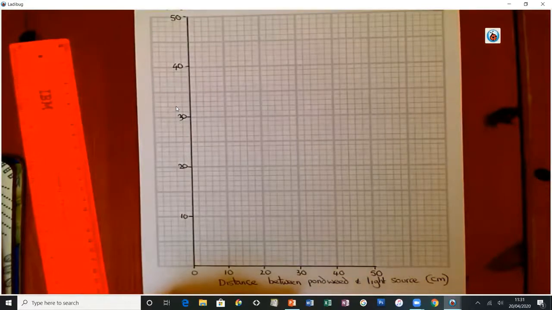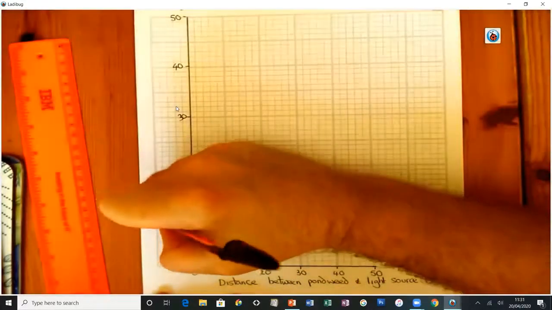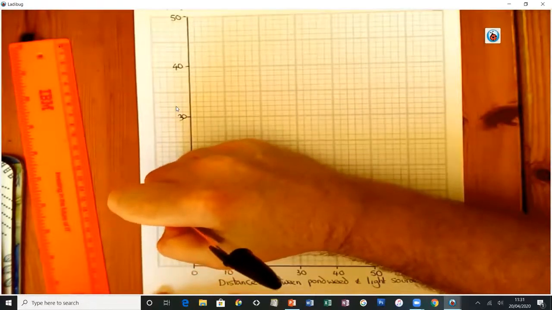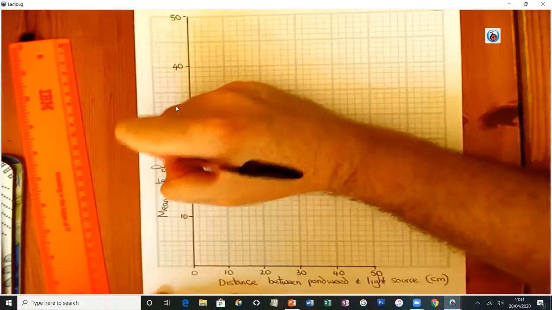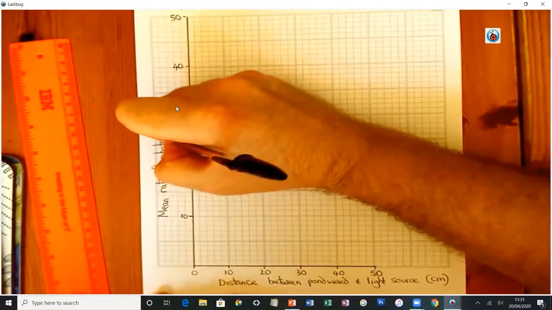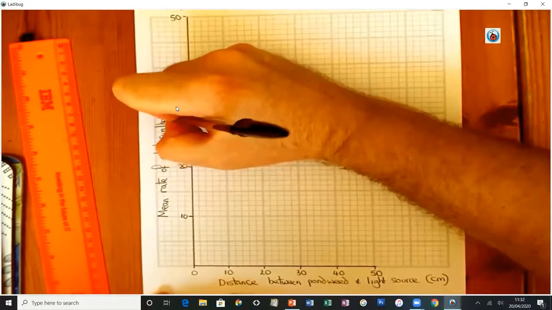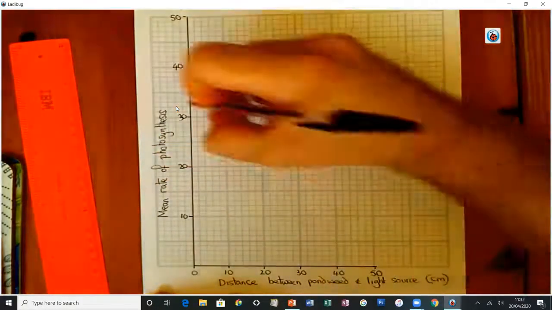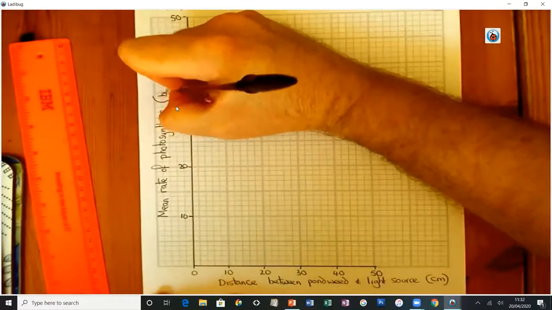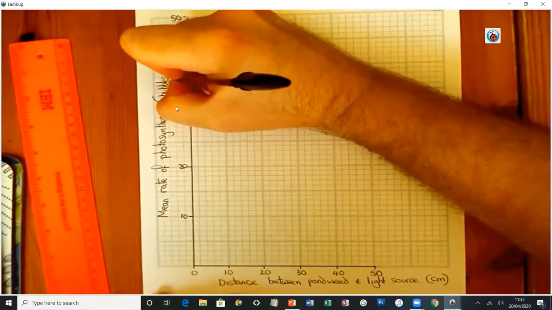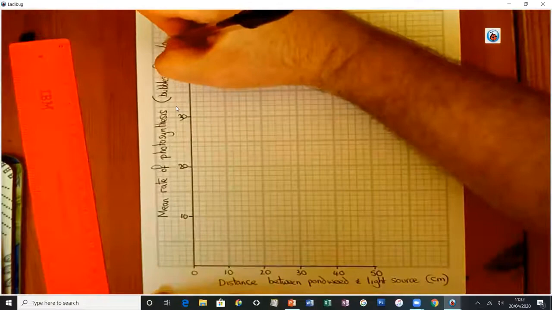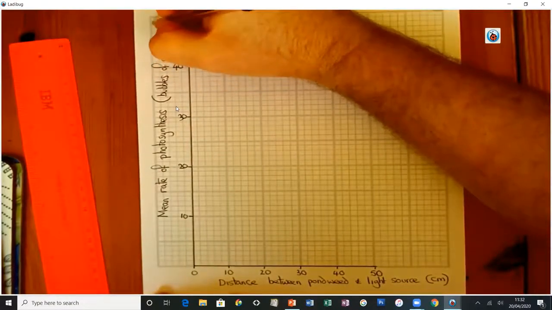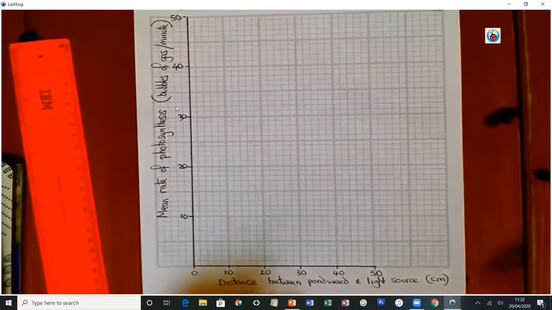And that is the mean rate of photosynthesis. So it is the mean rate of photosynthesis, and basically that's the bubbles of gas per minute. Okay, so there are axes. Okay, so hopefully you can see those and you've drawn those yourself.